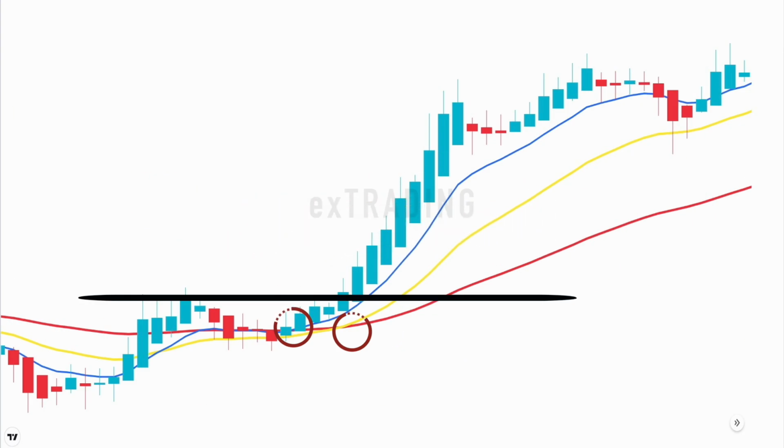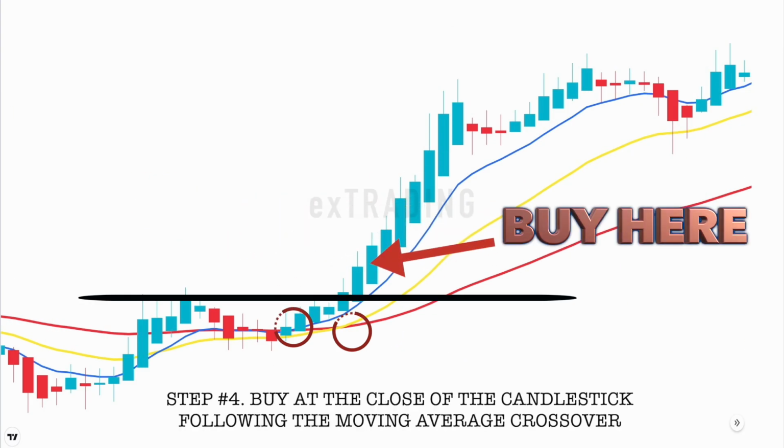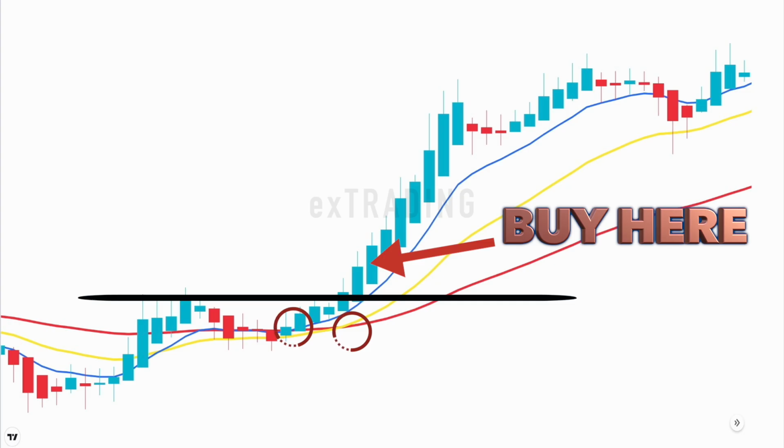Step number 4. Buy at the close of the candlestick following the moving average crossover. Before buying, watch for the previous swing high on the left side. We should only buy from the close of the candlestick that breaks the previous swing high.